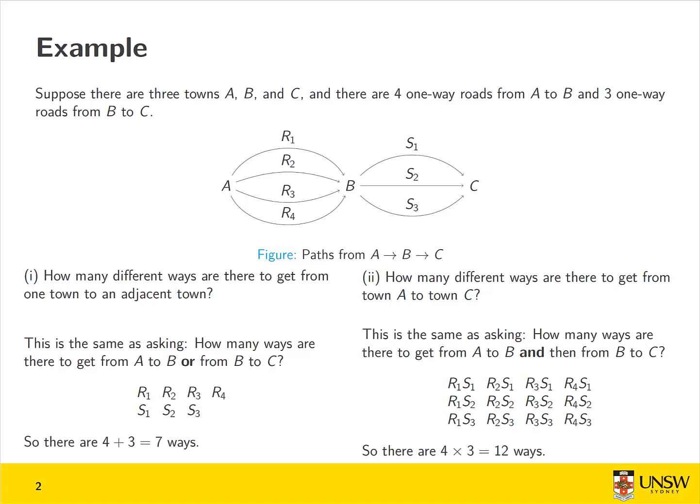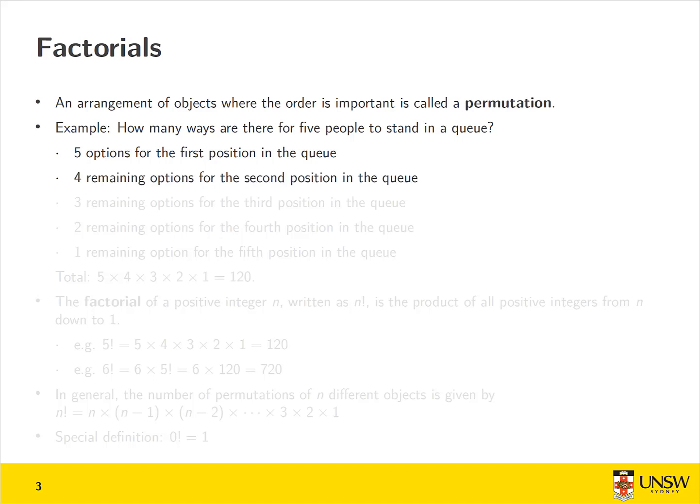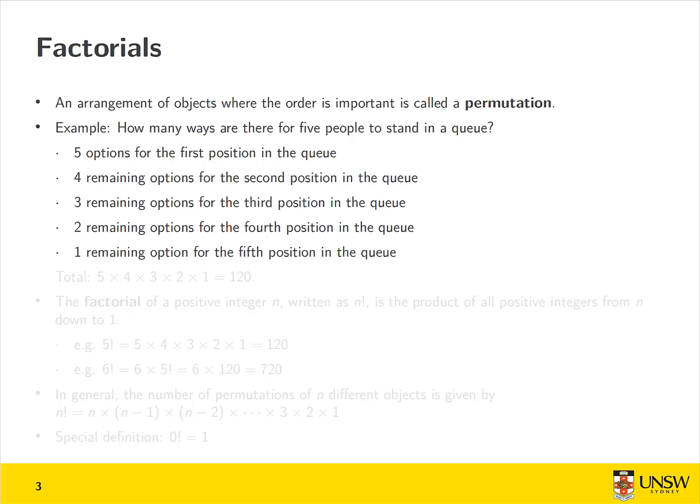A permutation of a set of objects is an arrangement of objects in which their order is important. For example, how many ways can 5 people stand in a queue? This is the same as asking how many permutations are there of 5 different objects. Filling out the queue per position, we first have a choice of 5 people to stand in the first position. Next, we have 4 people remaining who can fill the second position in the queue. Then there are 3 people to choose from for the third position, 2 people for the fourth position, and the final remaining person can take the final position in the queue.